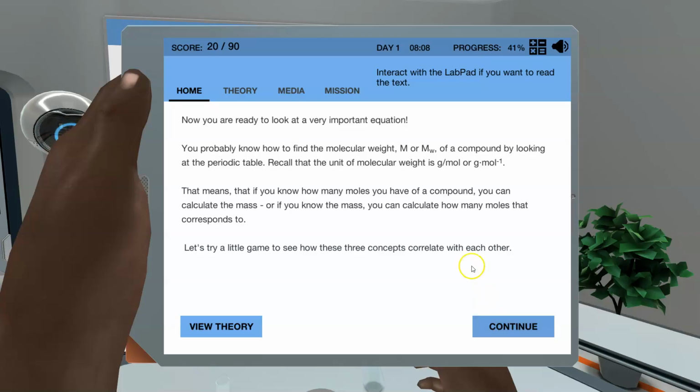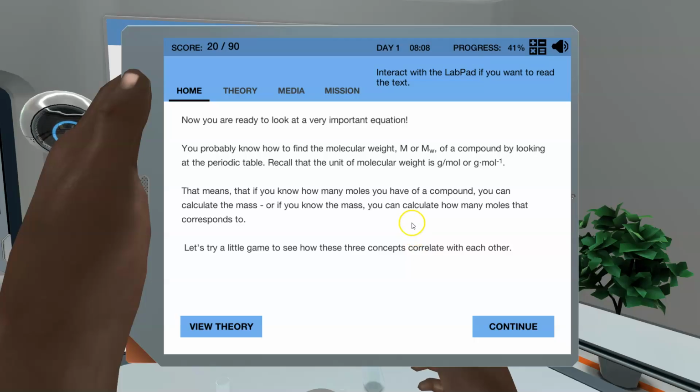Now you are ready to look at a very important equation. You probably know how to find the molecular weight of a compound by looking at the periodic table. Recall that the unit of molecular weight is grams per mole. That means that if you know how many moles you have of a compound, you can calculate the mass, or if you know the mass, you can calculate how many moles that corresponds to.